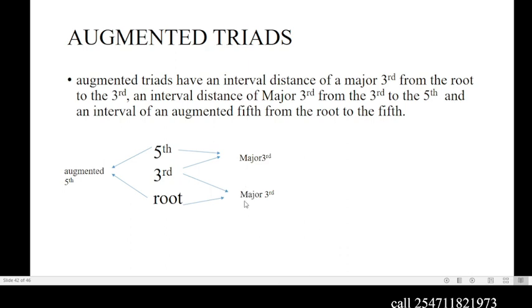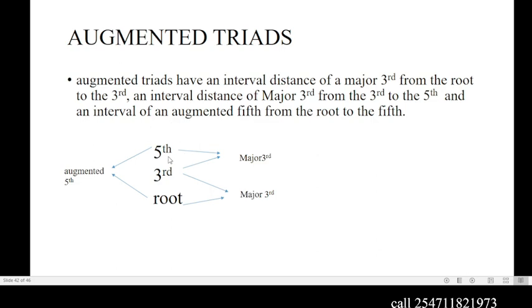If you compare an augmented triad to a major triad, the only difference is that you raise the fifth. The fifth is raised to make a major third from the third to the fifth. And from the root to the fifth, when you raise the fifth, it becomes an augmented fifth. So an augmented triad has an augmented interval of a fifth. You can note that one.